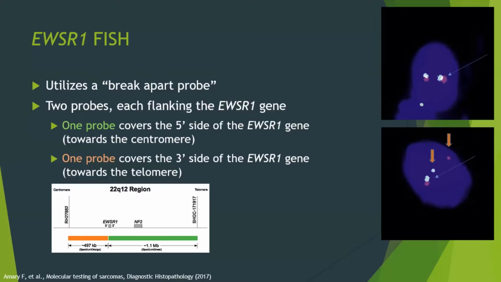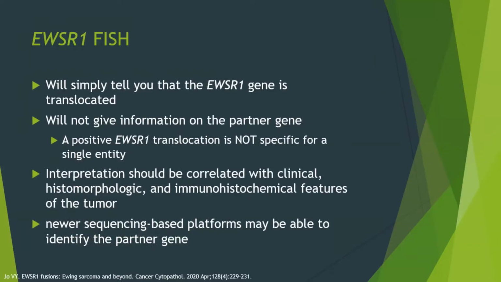And then we have one green and one orange signal that are far apart in the nucleus, hence it's called a break-apart probe. EWSR1 FISH is agnostic to the partner gene. It will simply tell you that the EWSR1 gene is translocated. So a positive EWSR1 translocation is not specific for a single entity. So as such, if you have a tumor with an EWSR1 translocation by FISH, it must be interpreted with the clinical, histomorphologic, and immunohistochemical features of the tumor.